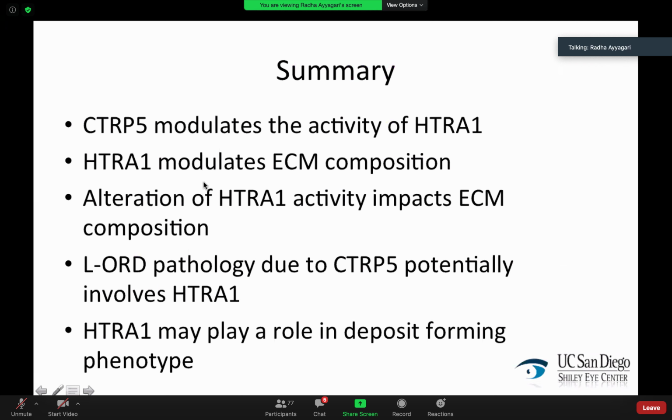So our study showed that CTRP5 modulates the activity of HTRA1, and HTRA1 modulates ECM composition, and alteration of HTRA1 activity impacts ECM composition, at least in CTRP5 mice. And LOD pathology probably involves HTRA1, and HTRA1 may play a role in the deposit-forming phenotype.